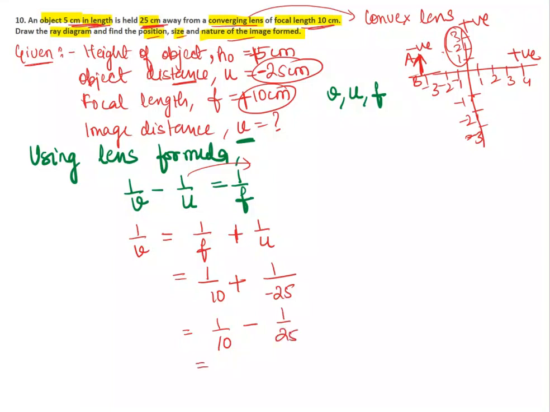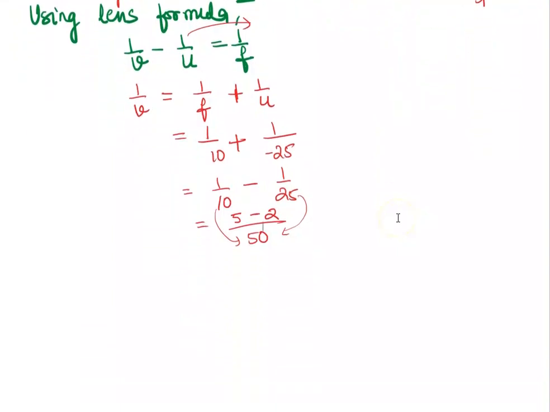After taking the LCM of 10 and 25, we get 50. Now 10, 5 times 50. So 5 minus 2 over 50. After solving, we can write this as 1 upon v equal to 3 upon 50. The only thing to remember is that we need to find v, and here it is the reciprocal of v. So we take the reciprocal, the denominator becomes the numerator and the numerator becomes the denominator. So v upon 1 will be equal to 50 upon 3.